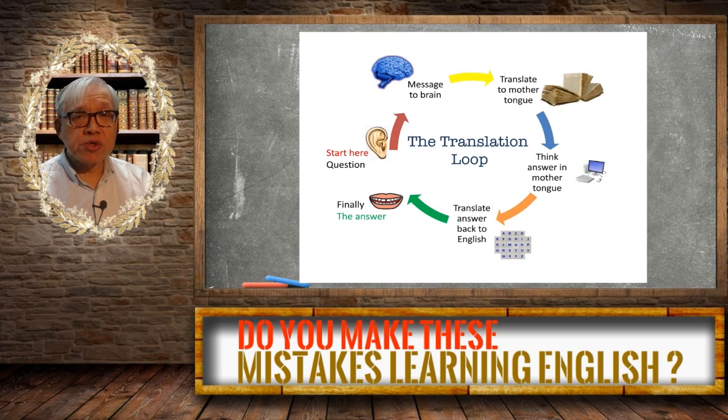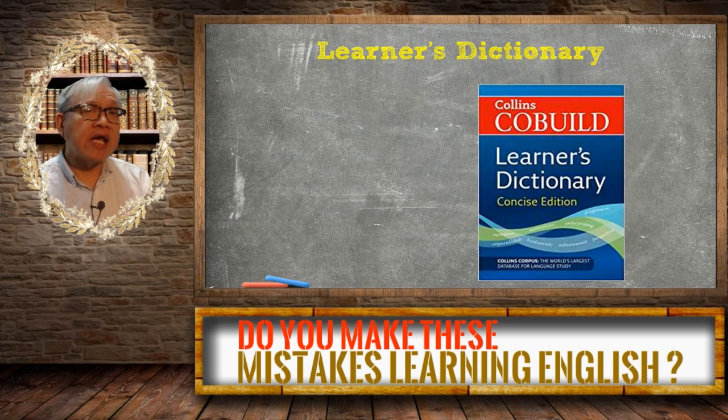One thing you need to do if you want to begin eliminating your habit of the translation loop, get yourself an English to English dictionary. I highly recommend the Learner's Dictionary, particularly either a Longman's Learner's Dictionary or a Collins Learner's Dictionary, English to English. Then you will begin to stop that habit of translating to your native language.